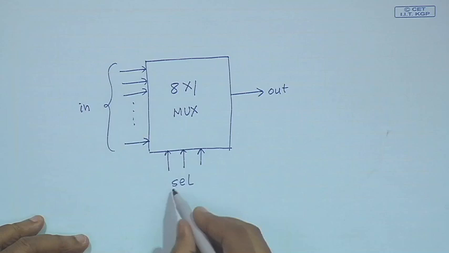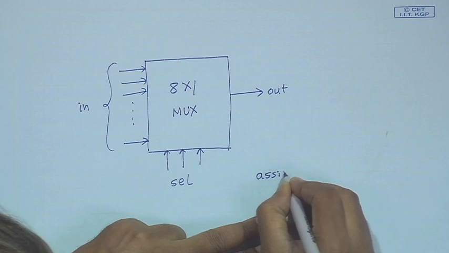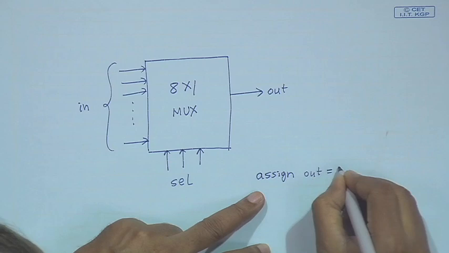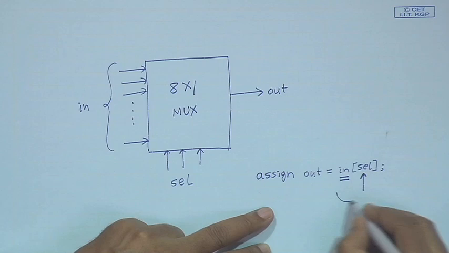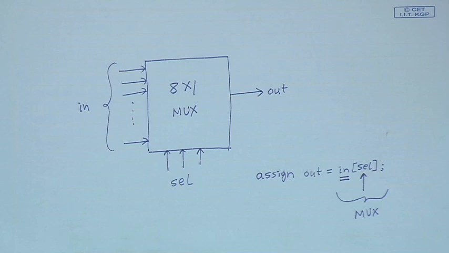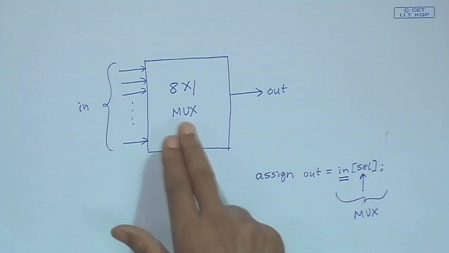Now, earlier we had seen that we can very easily model a multiplexer using an assign statement, like we can write assign out equal to in[sel]. So, if we use a vector on the right hand side with a variable as the index, this will generate a multiplexer. This is what we mentioned, but here we are going a little bit into the behavior of it. Instead of using an assign statement, we are trying to use a procedural block to model a multiplexer. So, how do we do it?